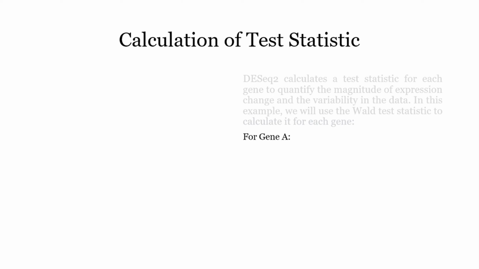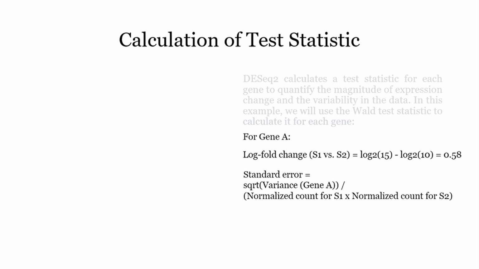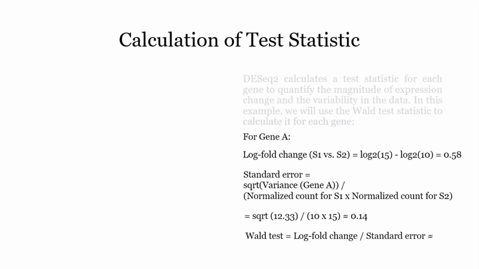For gene A, the log2 fold change S1 versus S2 equals log2 15 minus log2 10, which is 0.58. The standard error is the square root of the variance of gene A over the normalized count for S1 times the normalized count for S2, which is the square root of 12.33 over 10 times 15, which is 0.14. The Wald test equals log2 fold change over the standard error, which is 4.14.